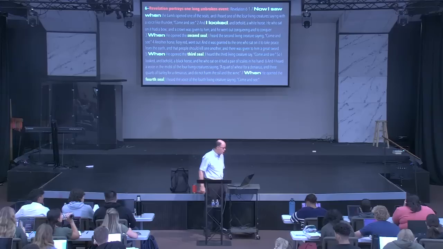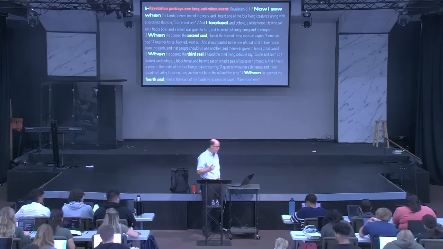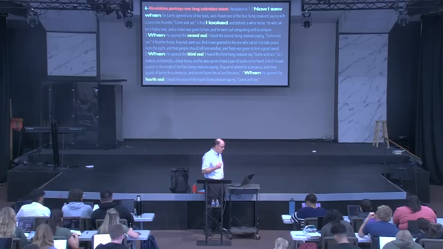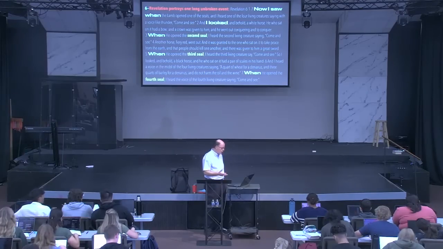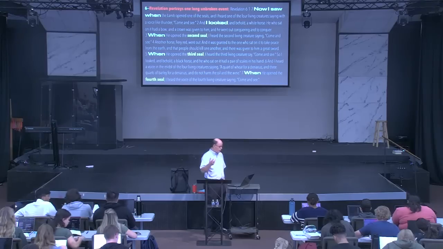But then the third seal, look at verse 5. When he opened the third seal, a living creature said, "Come and see." And I looked, and behold, a black horse, and he who sat on it had a pair of scales in his hand, and I heard a voice saying, "A quart of wheat for a denarius."